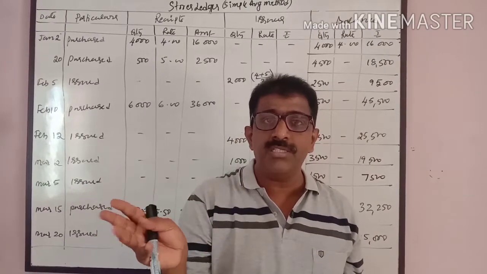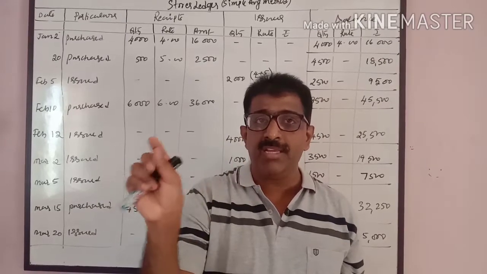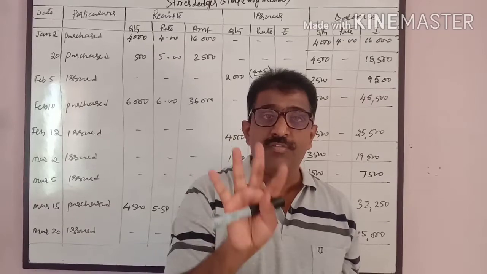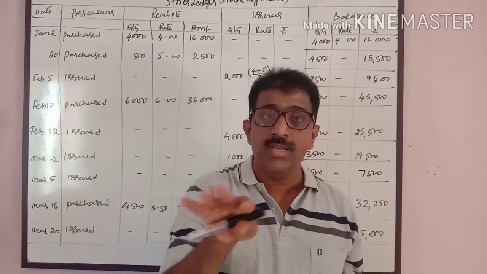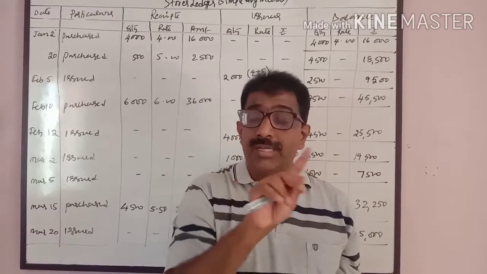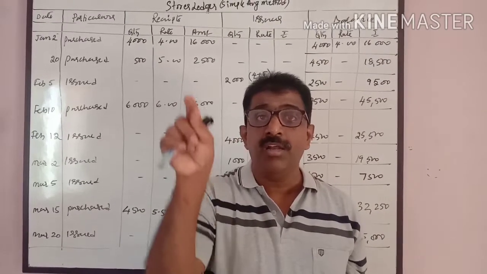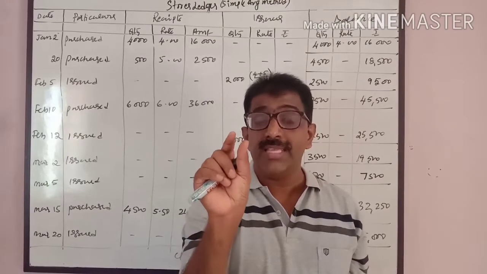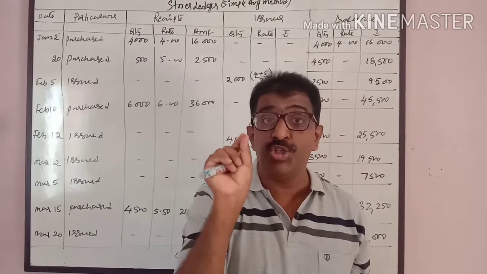If there are three prices, 5 plus 6 plus 8, 5 plus 6 plus 8 divided by 3. If there are 4 prices, 5 plus 6 plus 8 plus 12, then we have to add all the 4 prices and divide it by 4. Like how many number of prices are there, we have to divide it by so many number of prices to get the simple average price for issue of material.